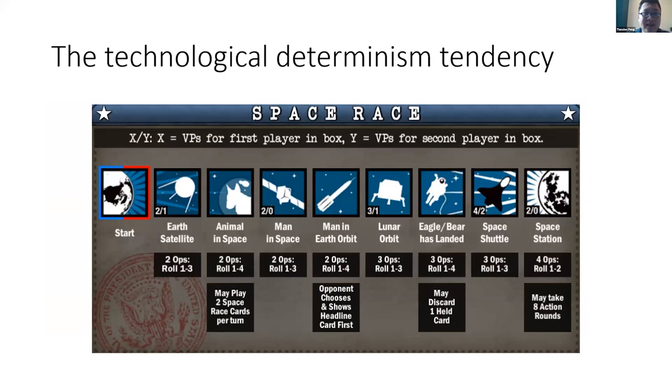The next part is the technological determinism tendency. Now the example is the space race. The space race is a part of the Cold War. It also has been present in Twilight Struggle. In this game, there are 8 steps of the space race. When a player as a superpower launches its first man-made Earth satellite, it takes the first step in the space race in the Cold War.